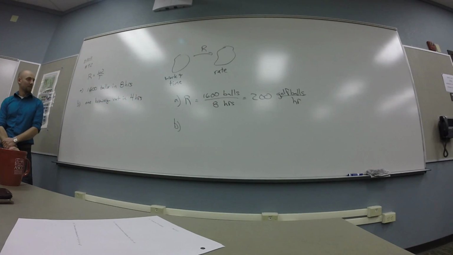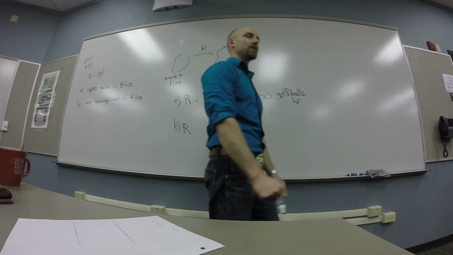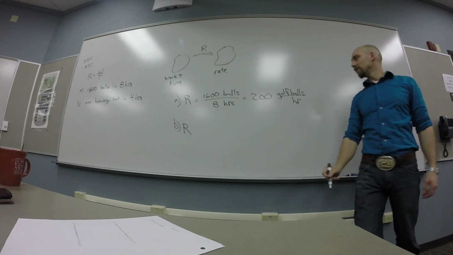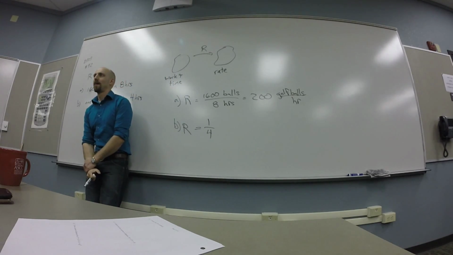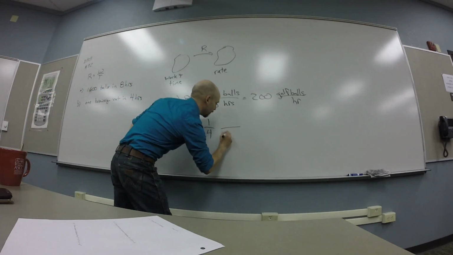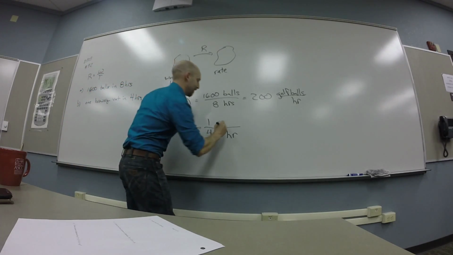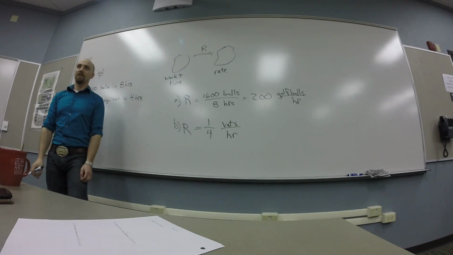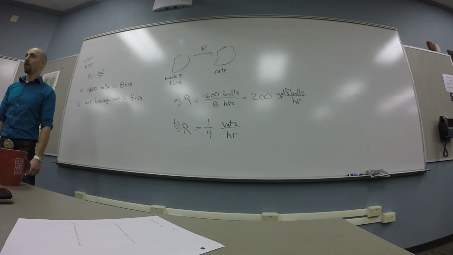Okay, for part B, what's R? I've got a pipe that fills a brewery vat in 4 hours. So the rate is 1 over 4. And what are the units? It's something per hour. What's the something? A vat. One vat per 4 hours gives us a quarter vat an hour.